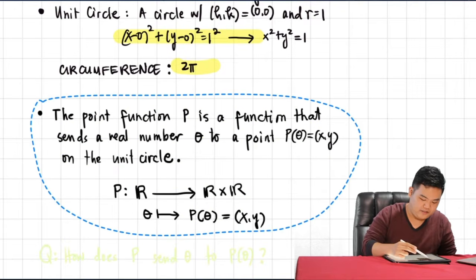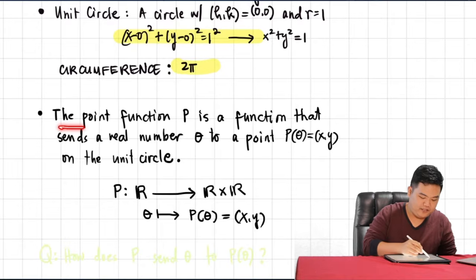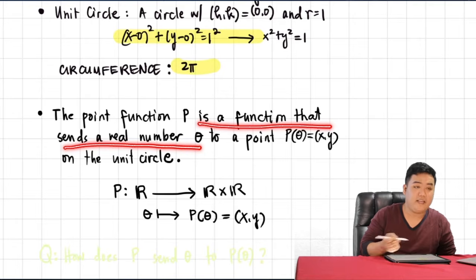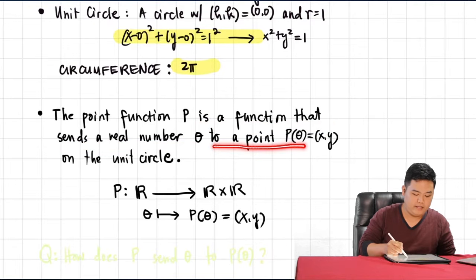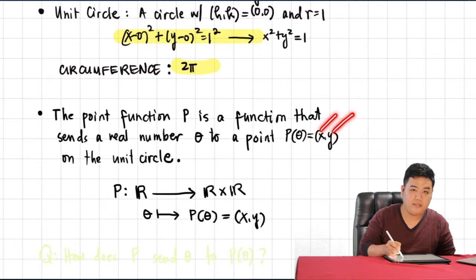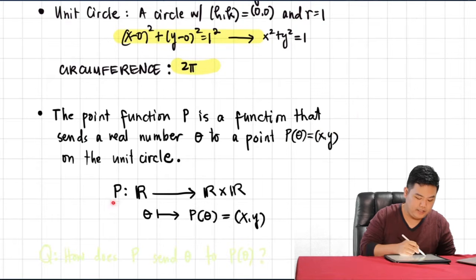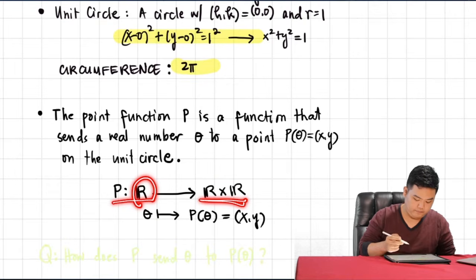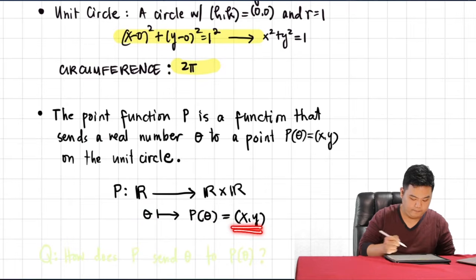So, the point function p, gaya ng sinabi ko, is a function that sends a real number theta to a point p of theta on the unit circle. So, yung p of theta na to, sabi natin point siya. So, yung x-coordinate niya, we denoted by x. Yung y-coordinate niya, we denoted by y. So, p is a function from r to r cross r. So, yung r cross r, siya lang yung Cartesian plane. And theta is sent to p of theta, which has coordinates x, y.